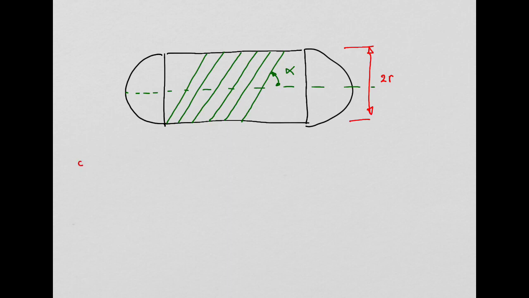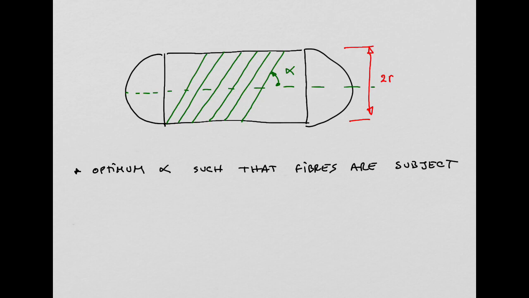So the question is, they want to know the optimum orientation alpha of the fibers such that the fibers are subject to tensile stress with no transverse or shear stresses.